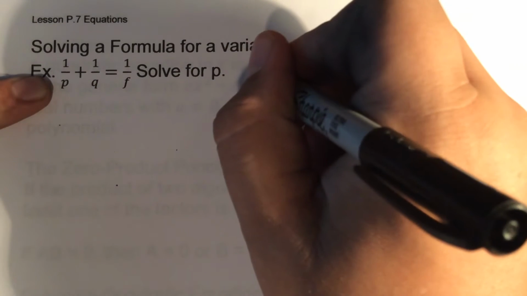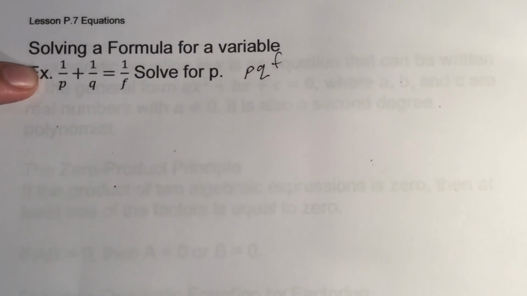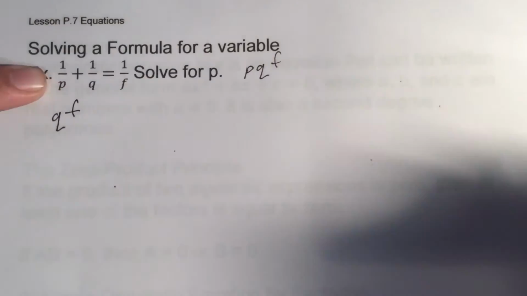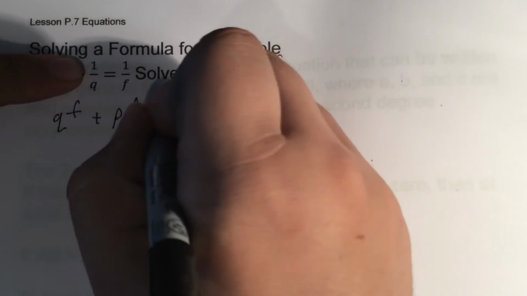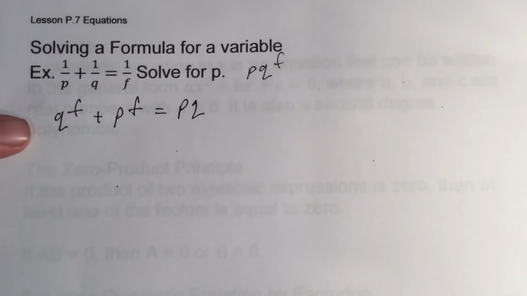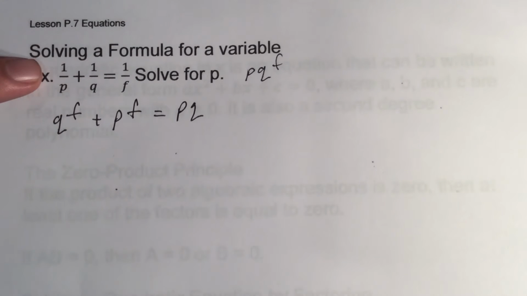Well, our common denominator here is pqf. So if I multiply it by each one, the first one, the p's would cancel, and I would have qf on top. Plus, here the q's would cancel, and I would have pf on top. And lastly, the f's would cancel, and I would have pq on top. So already this is easier to work with than this, dealing with the different denominators there.